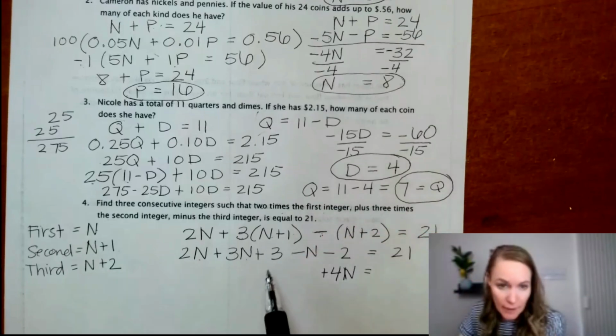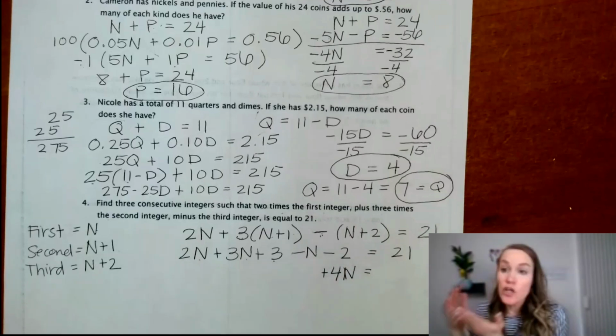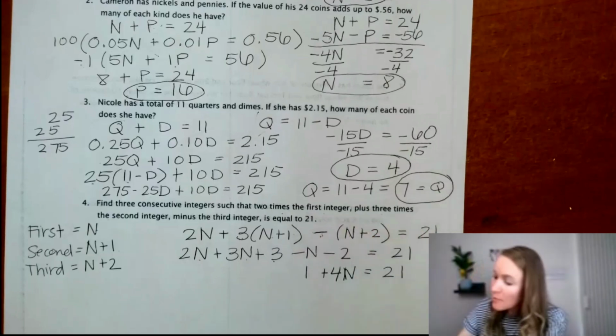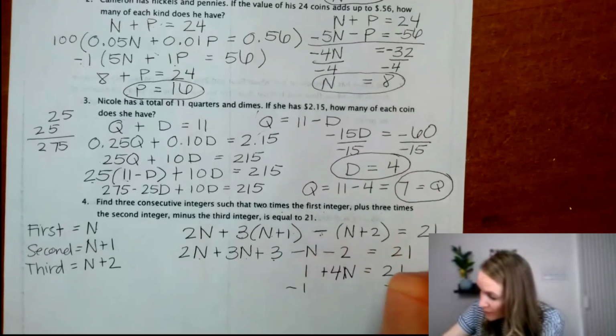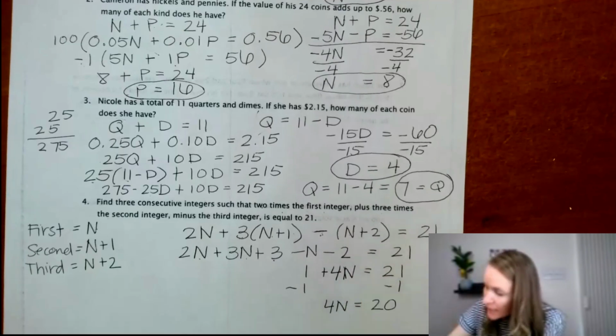Now, how many numbers do I have? I have 3 minus 2. Okay, so I just have 1. So 4n plus 1 equals 21. Okay, I'm going to go ahead and subtract that 1 over to the other side. Minus 1, 4n equals 20. And then divide by 4, divide by 4. So I get n equal to 5.